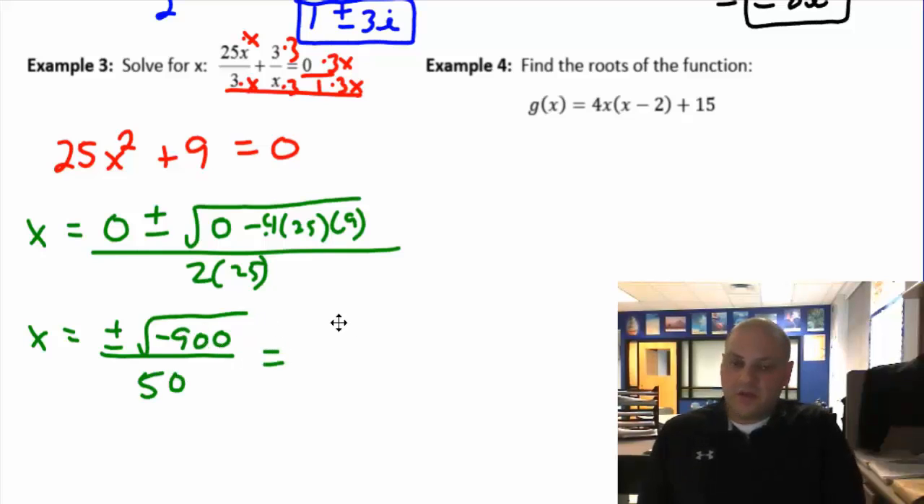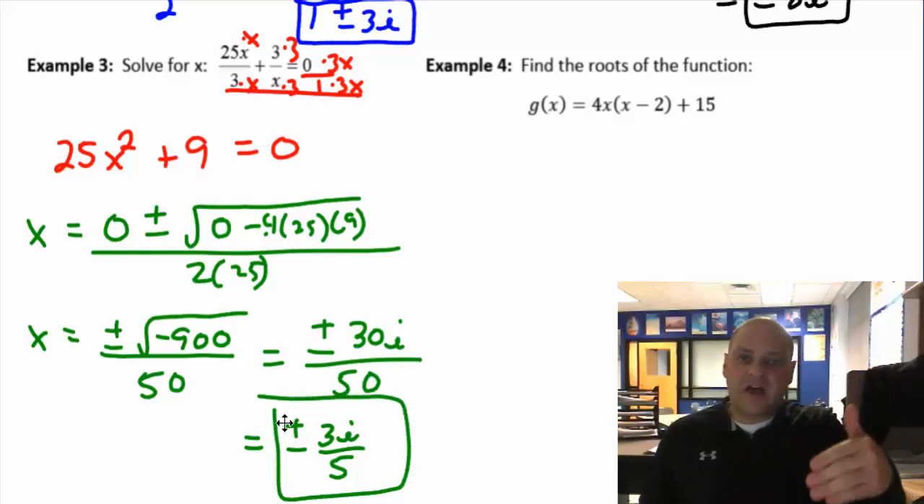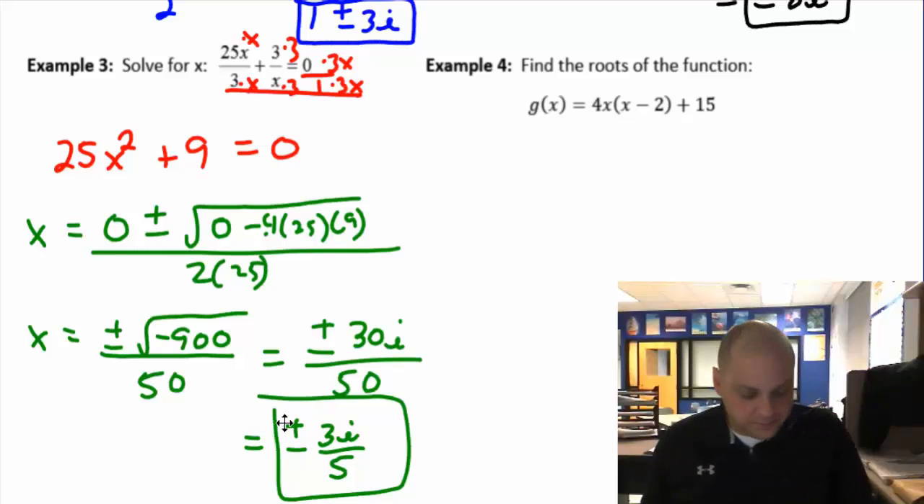So what's that come out to be? Well, that's 30i. Square root of 900 is 30, and then the negative under the radical we know is just i, square root of negative 1, which is i. So that's going to be 30i over 50. And 30 over 50 is 3/5. So that's going to be plus minus 3i over 5, or 3/5 i. 3i over 5 is the same thing as 3/5 i. And you could write it as 3i over 5 and negative 3i over 5, or 3/5 i, negative 3/5 i.